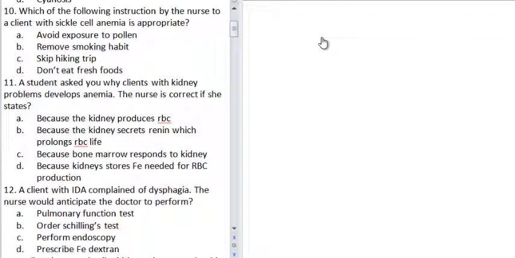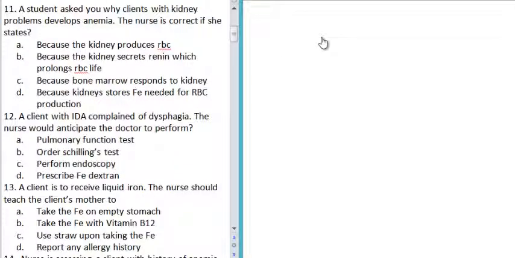Number 10. Which of the following instructions by the nurse to a client with sickle cell anemia is appropriate? So we all know that in sickle cell anemia, if the RBC is exposed to low oxygen, the RBC shape changes into elongated. Nagiging ganito yung itsura ng RBC. Therefore, between A, B, C, and D, ang chance na bumaba yung oxygen is letter C. Kaya C is the answer, because high altitude, low oxygen. C is the answer. Next.